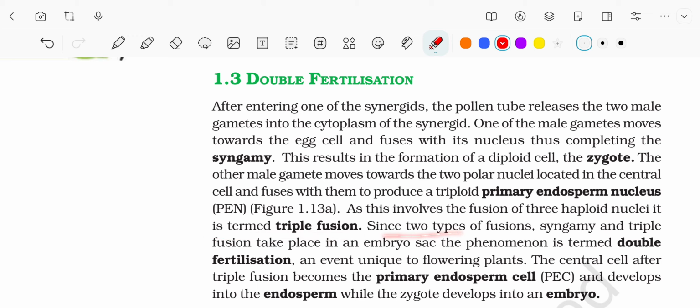Since two types of fusion, syngamy and triple fusion, take place in an embryo sac, the phenomenon is termed double fertilization, an event unique to flowering plants. The central cell after triple fusion becomes the primary endosperm cell (PEC) and develops into endosperm, while the zygote develops into an embryo.